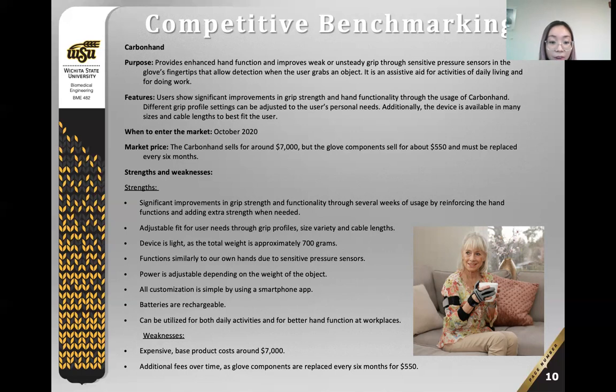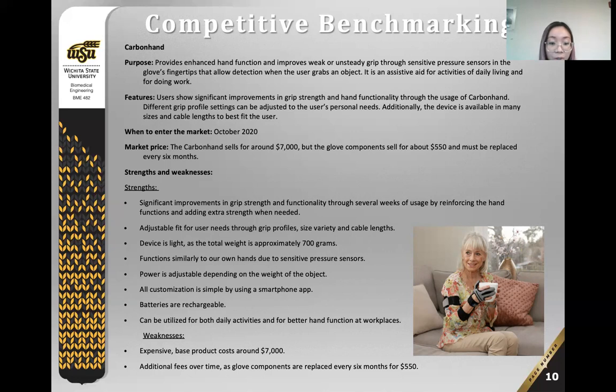Some strengths of this device include significant improvements in grip strength and functionality through several weeks of usage by reinforcing the hand functions and adding extra strength when needed. It has an adjustable fit for user needs through grip profiles, size variety, and cable lengths. The device is light, as total weight is approximately 700 grams. It functions similarly to our own hands through sensitive pressure sensors.